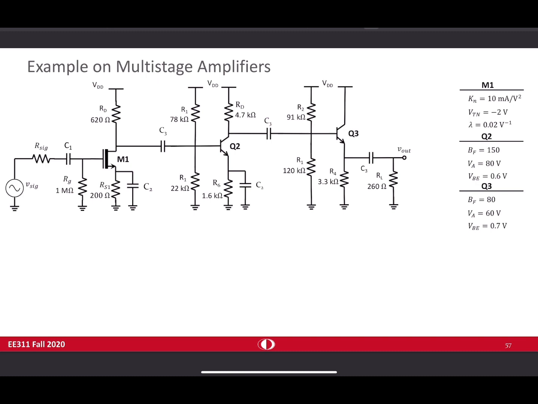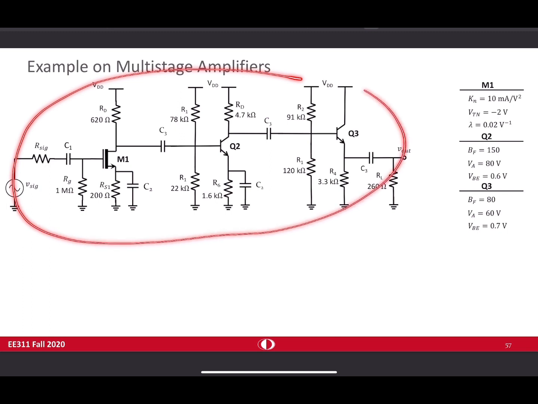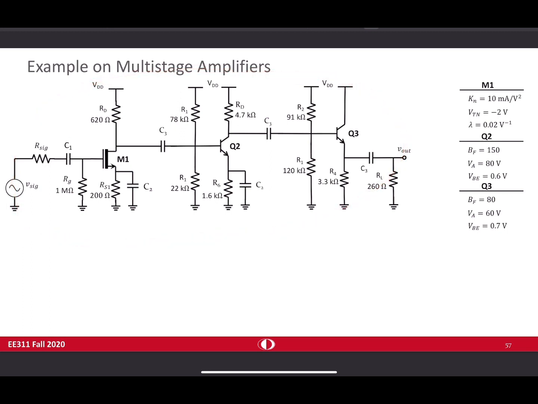The only difference is as the number of transistors increases, dealing with them, drawing the small signal model and the other things are getting a bit more complicated. So you have to come up with some quick ways or smart ways for analysis. So in this example, we will see some examples on that. In this schematic, we see a multi-stage amplifier. And as you see, we have 3 transistors. So we have 3 stages in here.